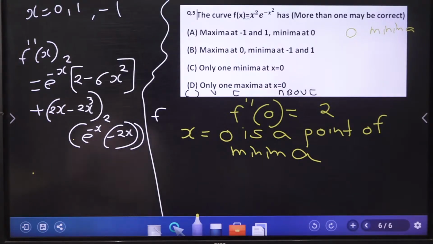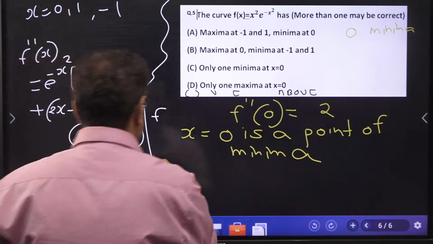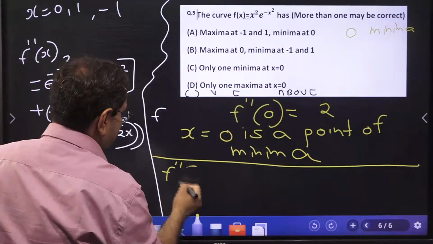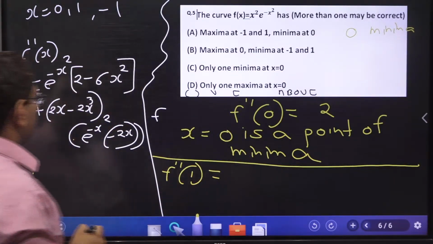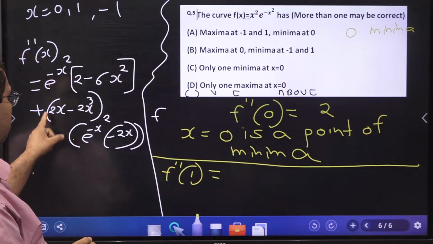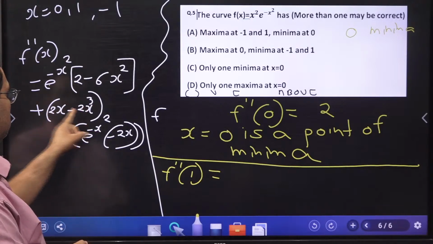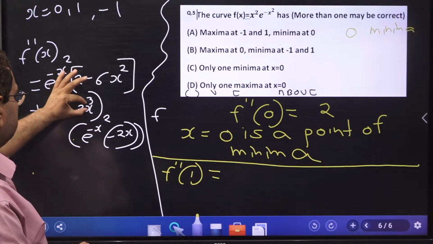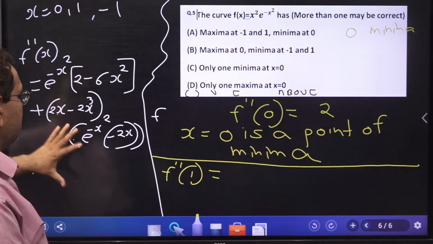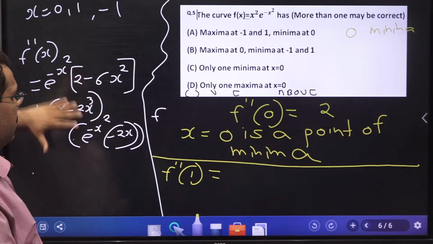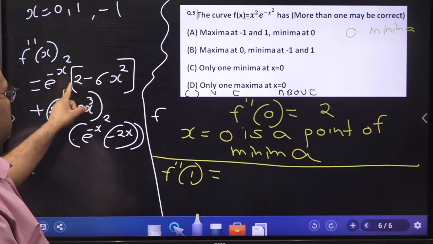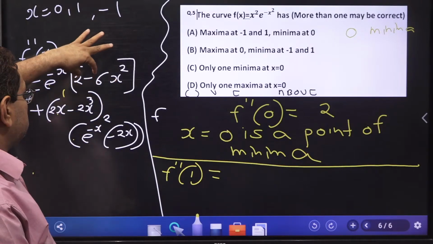Okay, now f double dash 1, let us compute f double dash 1 equal to, so putting x equal to 1. Now, if we put 1 here, look, this will become 2 minus 2, this 2 and minus 2, this becomes 0 because at x equal to 1 this is 2 and this is also 2, so this whole thing becomes 0. And here we put x equal to 1, so what we get is 2 minus 6, so minus 4.